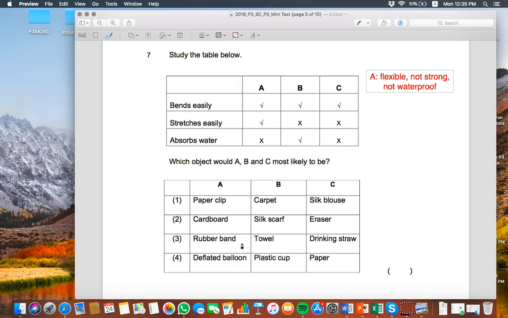Rubber band, does it bend easily? Yes. Does it stretch easily? Yes. Does it absorb water? No. So the rubber band is a correct object for A. Next, there's a deflated balloon. What's a deflated balloon? That means a balloon without air inside, a flat balloon. Does it bend easily? Yes. Does it stretch easily? Yes. Does it absorb water? No. So options 3 and 4 are still correct.